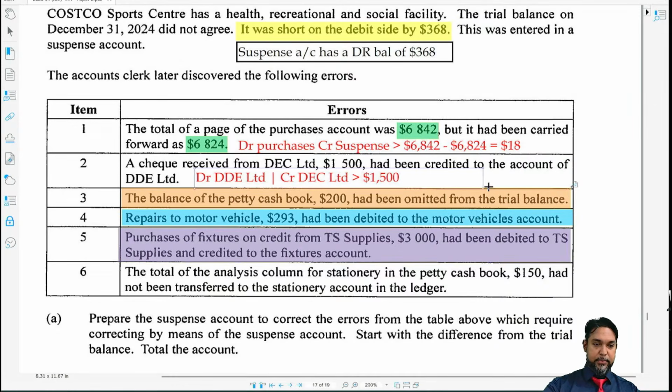Let's see if I could fit that some way, somehow. Put that down here. All right, so debit fixtures, credit TS, and if you double 3,000, you get 6,000. Right? Now, this is a complete reversal of errors which did not affect the trial balance and hence would not go in the suspense account.